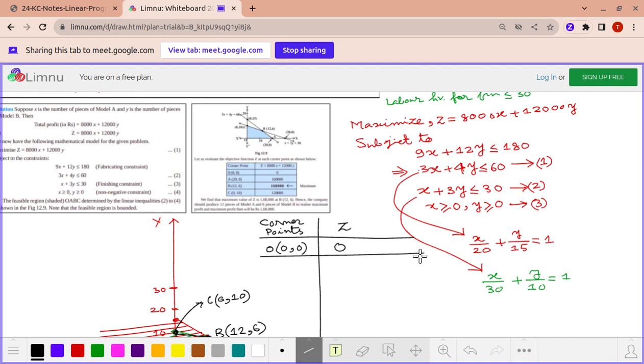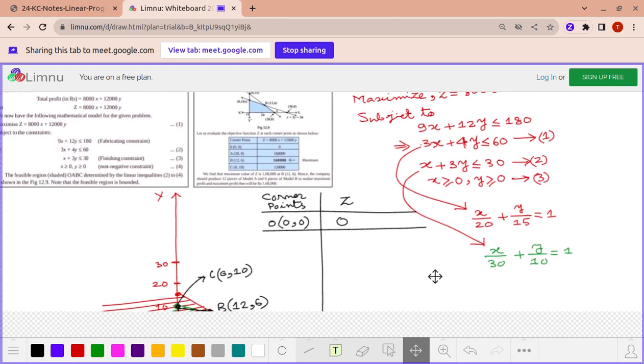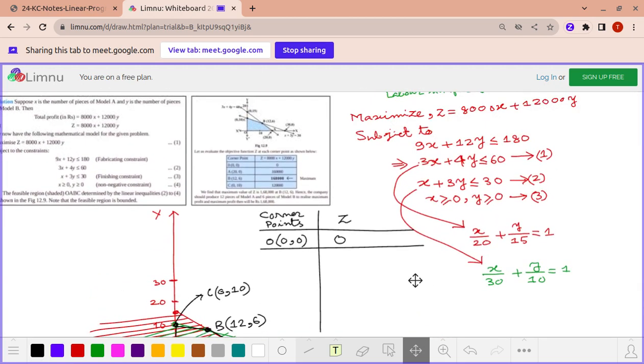Next, point A has coordinates 20 comma 0, that means x equal to 20 and y equal to 0, and for these values the objective function z is 8000 into 20 plus 12,000 into 0. So that becomes 1,60,000. Okay, done.